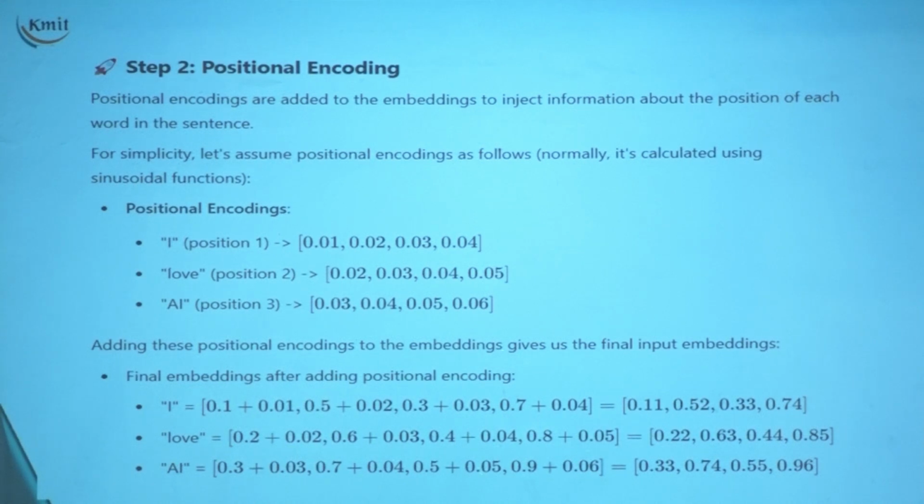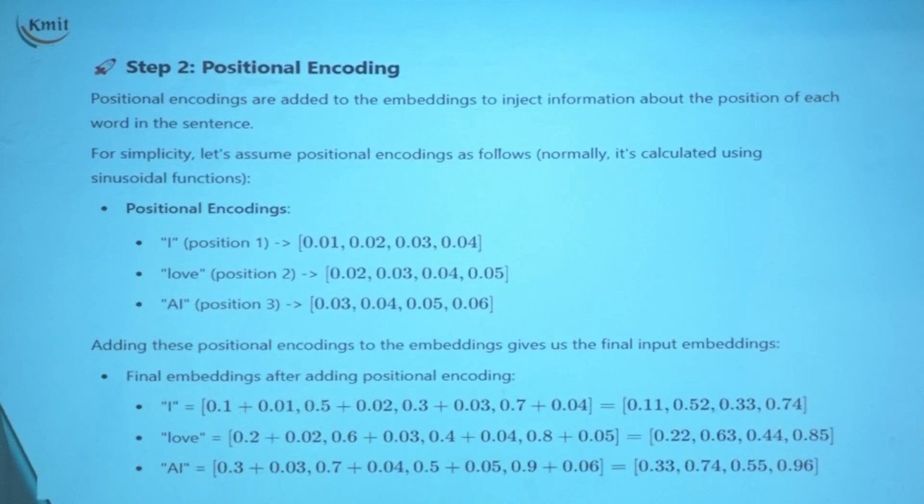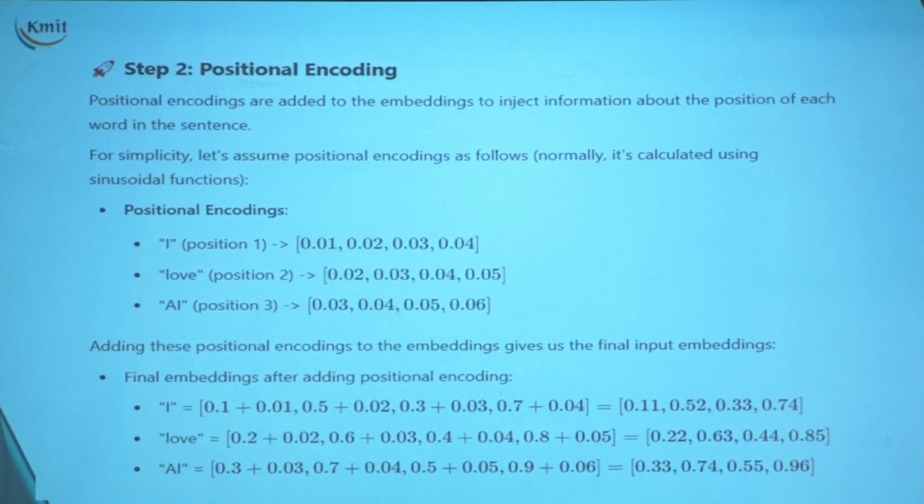So what is the input sentence that I am processing here? I love AI. So can you see that last bottom rows? I is equal to 0.1 plus 0.01. What is that 0.1? That 0.1 is the word embedding of I. What is that 0.01? The position encoding that was calculated for I. So both of them are added and I got the resultant, 0.11. Is it clear?